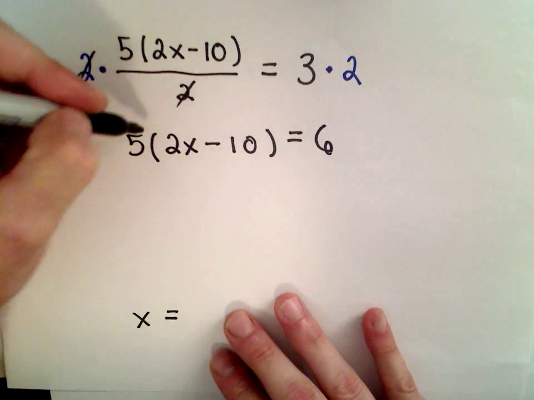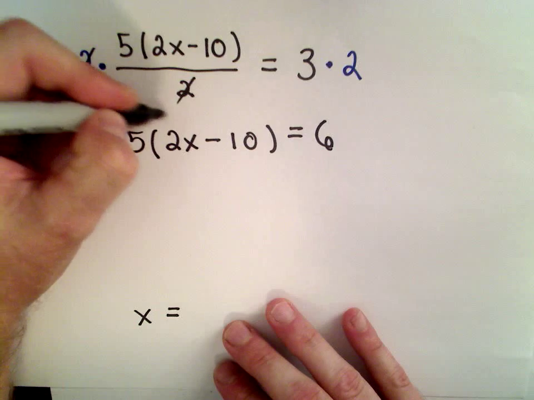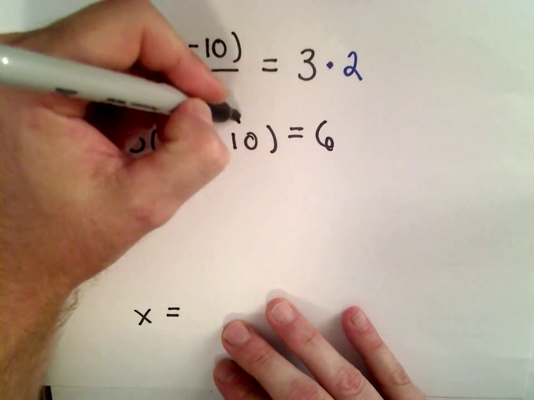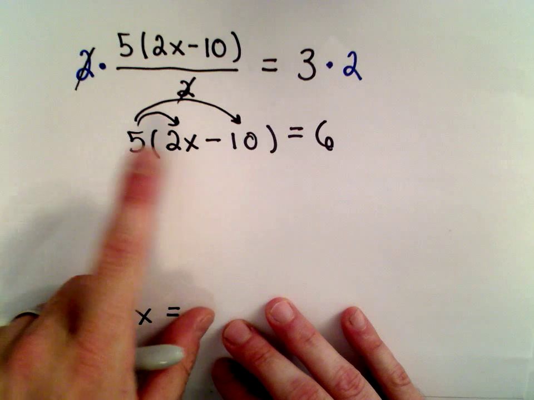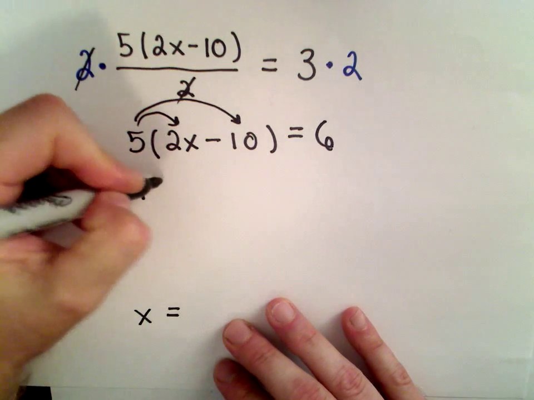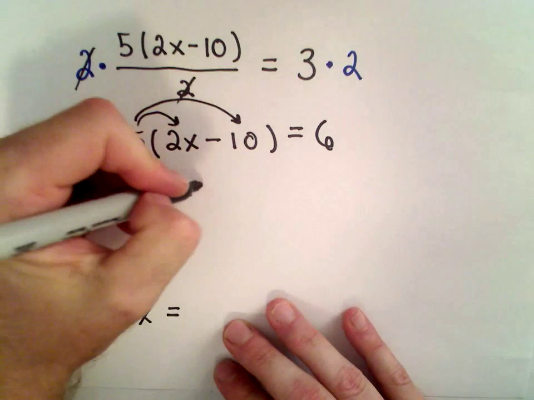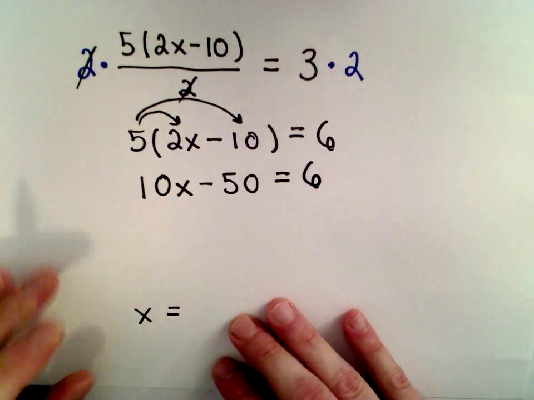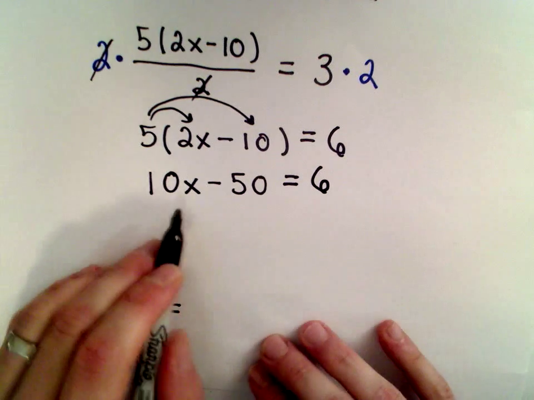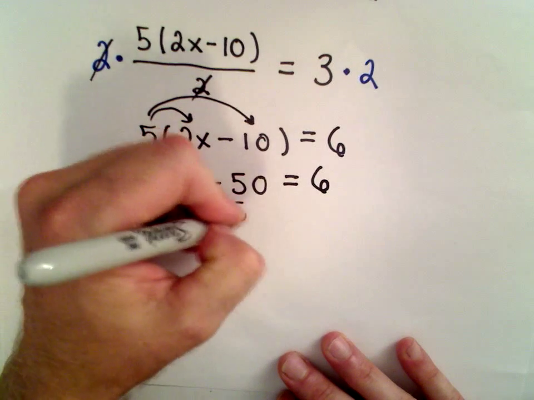So instead of dividing both sides by 5, I'm going to use the distributive property and multiply both of these terms inside the parentheses by positive 5. So 5 times 2x gives me 10x. 5 times negative 10 is negative 50. Our 6 is still just hanging out over there. Again, I'm trying to get x all by itself. I have this negative 50, so I can add 50 to both sides.